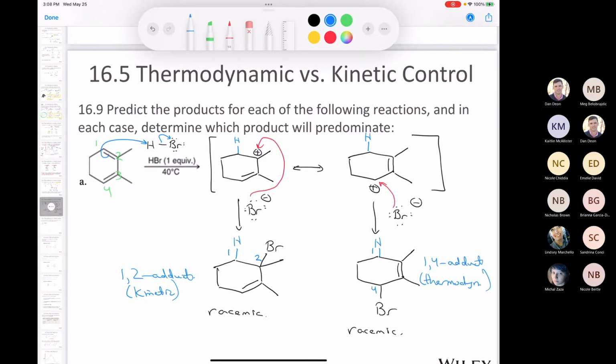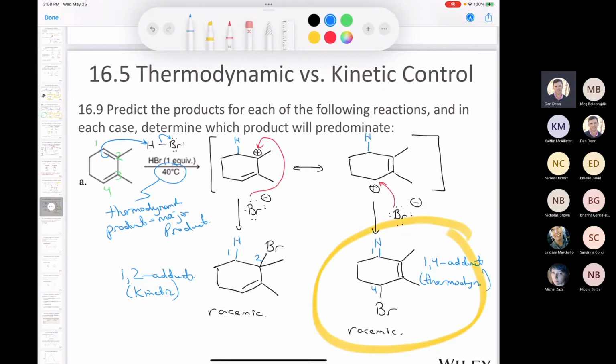thermodynamic product. Since we're at 40 degrees Celsius, thermodynamic product is going to be the major product. Therefore, this will be the major product. Just like that. Nothing to it, huh? No, it's actually kind of complicated. All right, it's definitely going to take some practice to master this.